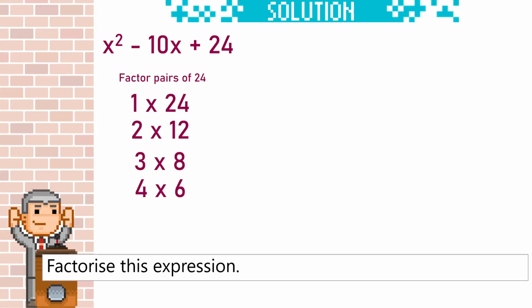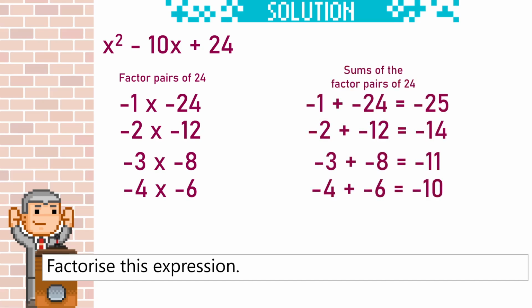The factor pairs of 24 don't seem to give us -10 when we add them together. Remember, for every positive set of factor pairs, there will also be a negative set, because two negatives multiplied together make a positive. We can add our factor pairs to find which one gives us -10. So, not the first one, not the second, not the third, -4 and -6. So let's put this into the brackets, and we have -4 and -6. Again, it doesn't matter which way around we put them.